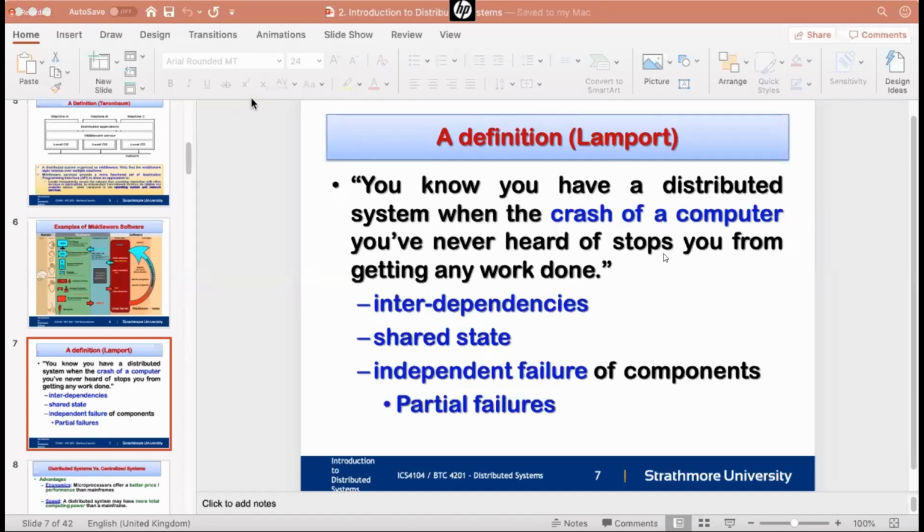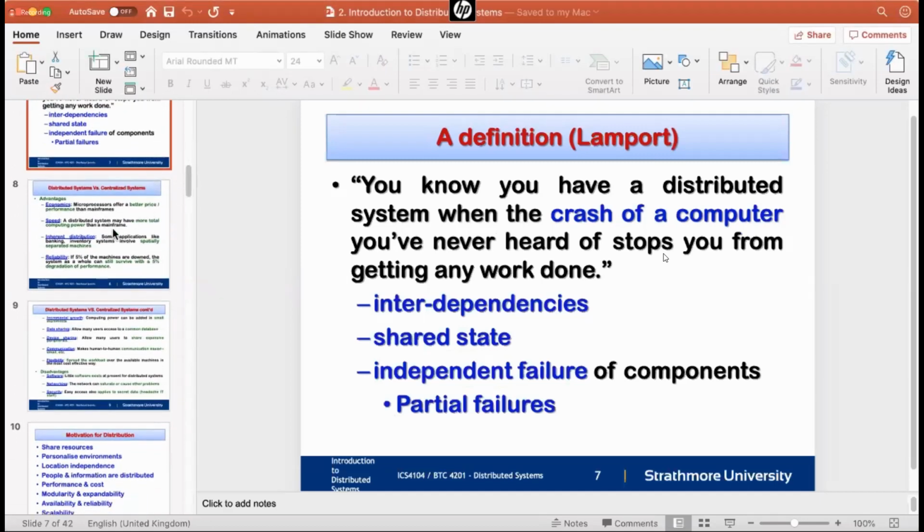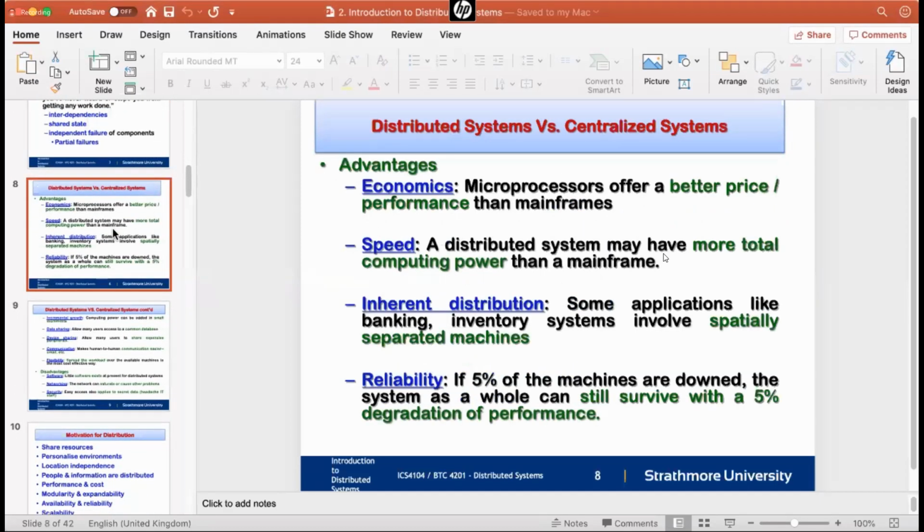Now, from what I have there, I want us to discuss the advantages of distributed systems and the motivation, before I pick a few questions. So let's start with the first one: advantages, economics.